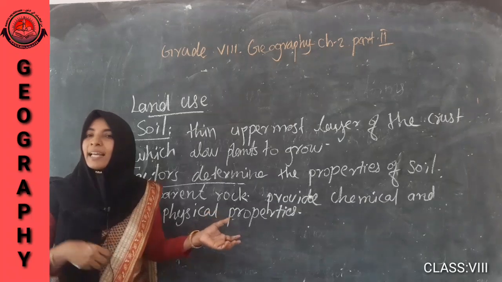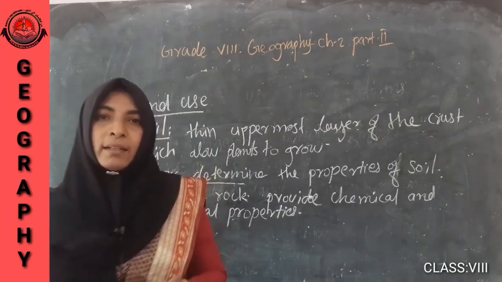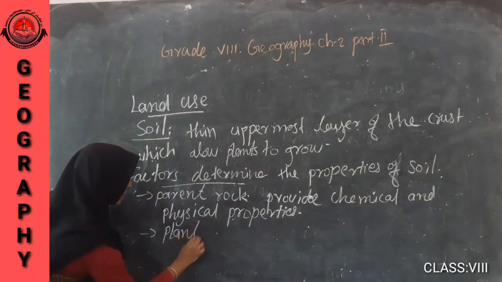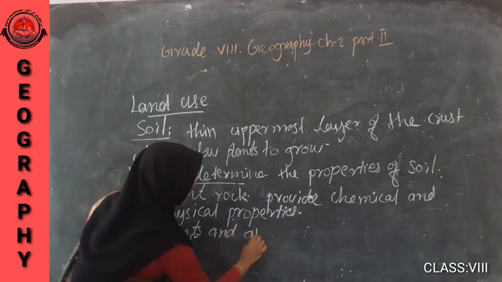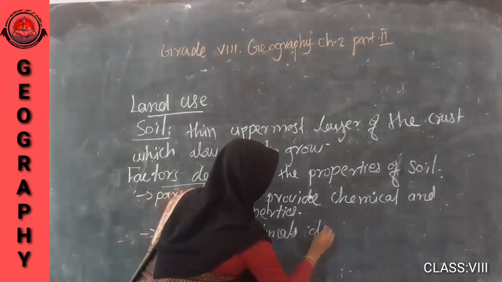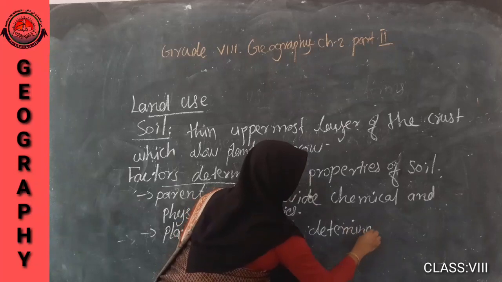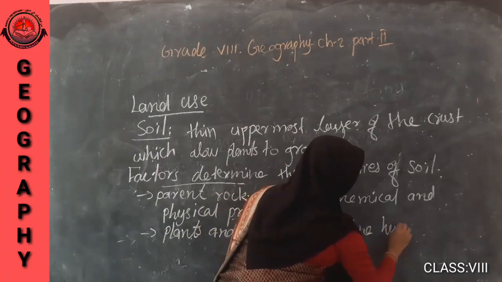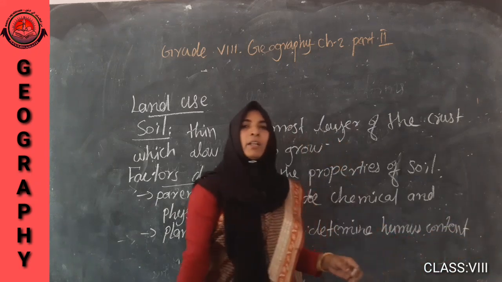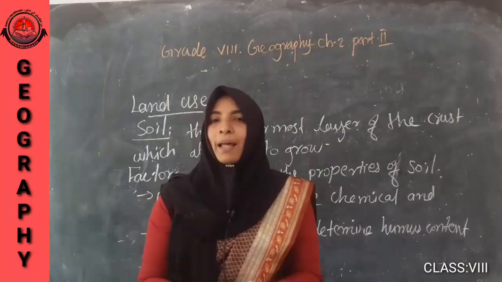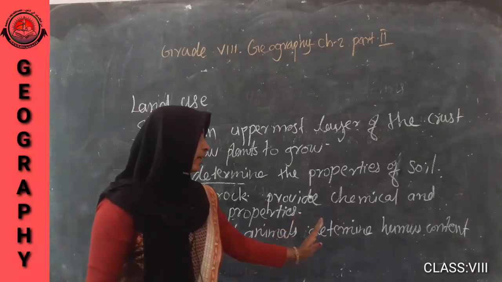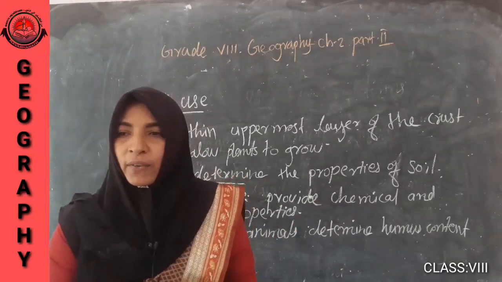Second one, plants and animals determine the humus content. What do you mean by humus? The decaying part of plants and animals is known as humus. Plants and animals determine the humus content of a soil.